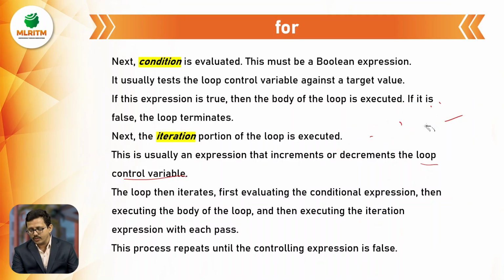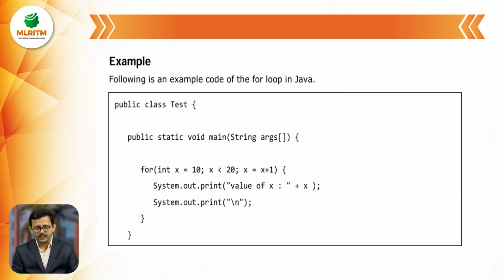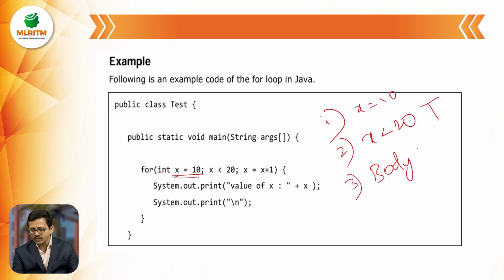So how is it going to do this? Let us see with an example. We have int x is equal to 10. Sorry, x is equal to 10 is your initialization. So in the first step, it is going to assign the value x is equal to 10. In the second step, it is going to check the condition x less than 20, whether it is true or false. It goes to the third step only when it is true. What is the third step here? It goes to the body of the for loop.